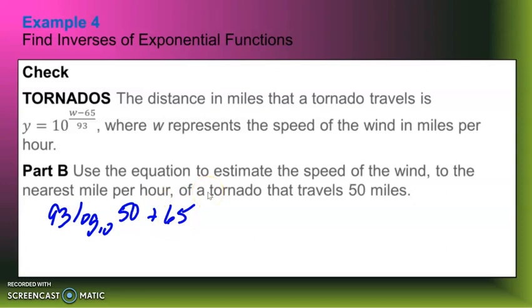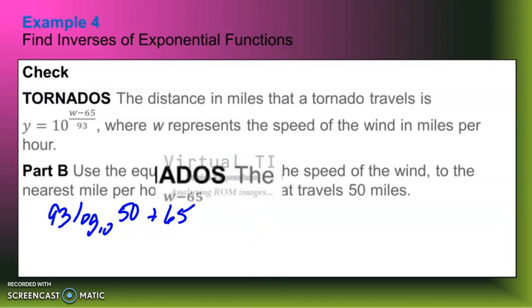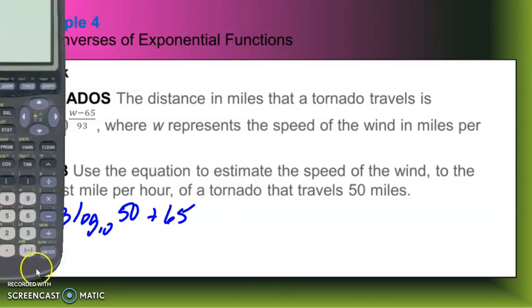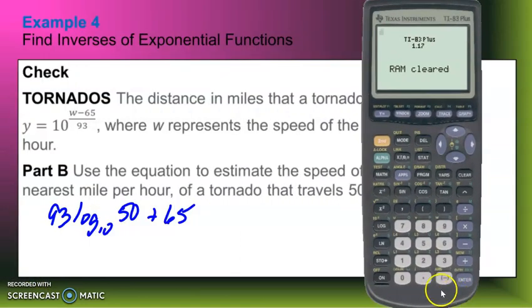And now to do this, I'm going to grab my calculator. So now we're going to type in 93, then the log button. Now you'll notice that it just says log. Log base 10 is just log. If it's in any other base, then we have to put that change of base in there. But right now it's just log base 10. And I type in 50 in parentheses and then plus 65.